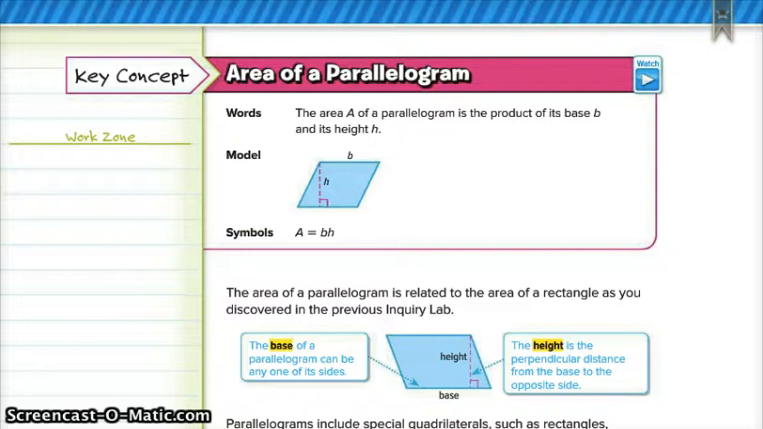Go ahead and flip to page 2 with me, and at the top you're going to see this idea, key concept, area of a parallelogram. This is similar to what's on your formula sheet, and you should have your formula sheet out on your desk for this lesson so that you can reference that and get used to using your formula sheet.